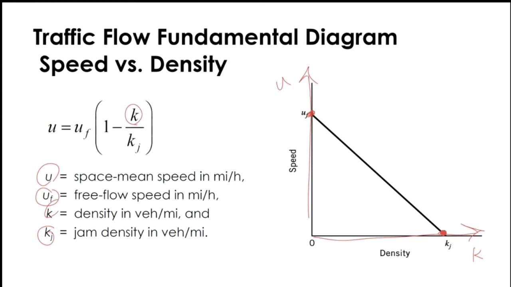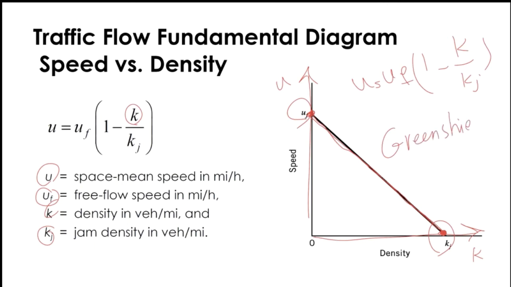So that's Kj. So this formula is basically the equation for this line with the intercept of UF on the y-axis and an intercept of Kj on the x-axis. So U would be UF (1 minus K over Kj). This is also called Greenshields model.